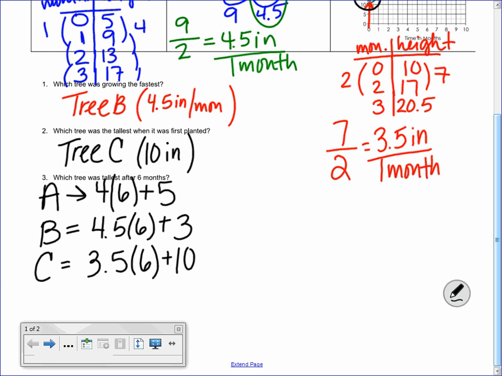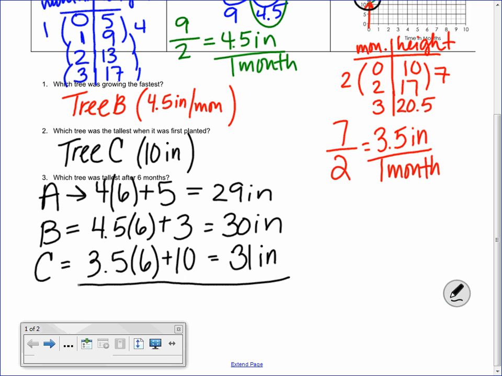So then if you do the math, we're saying that this would be 29 inches. 6 times 4.5 plus the 3 would be 30 inches. And then I should be getting 31. So that means tree C should be the tallest after 6 months.